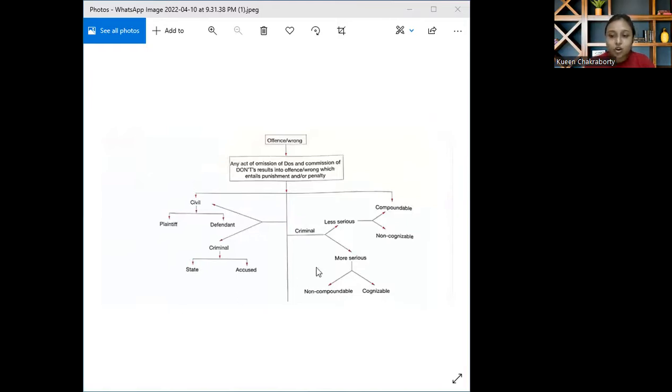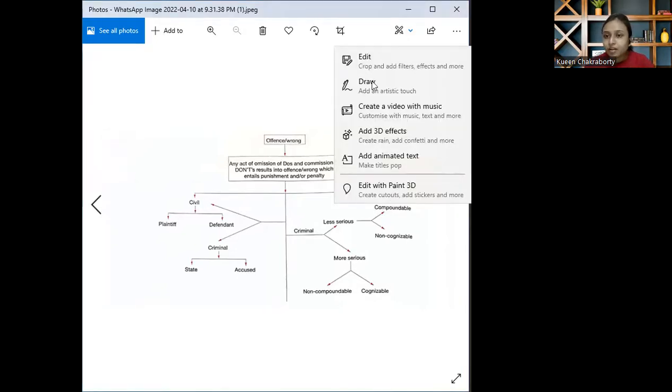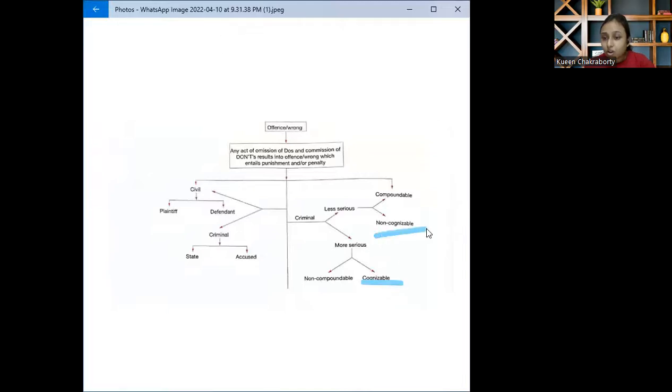Next, we have discussed here regarding cognizable and non-cognizable, right? When I talk of cognizable and non-cognizable, I mean cognizable offences are offences for which a police officer can arrest without a warrant, whereas a non-cognizable offense means an offense where a police officer has no authority to arrest an offender without a warrant from the court. So that's basically the difference between cognizable and non-cognizable. And you can find cognizable under criminal and non-cognizable under less serious, which is not a very important issue.